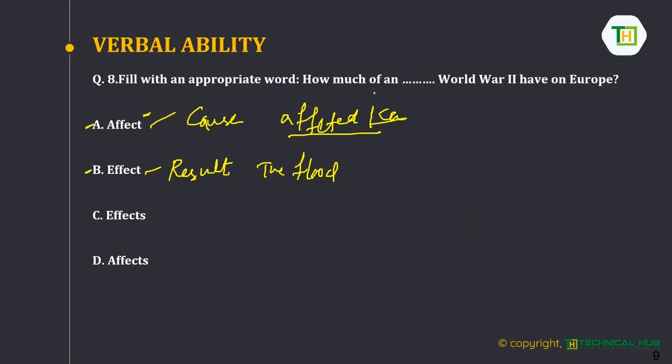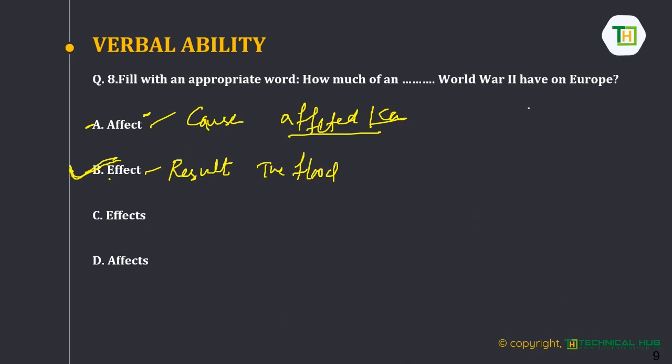How much of an effect? Obviously, we use "effect" here. Okay, how much of an effect did World War II have on Europe? Effect means the result or the final outcome. So this one is the result or the outcome.